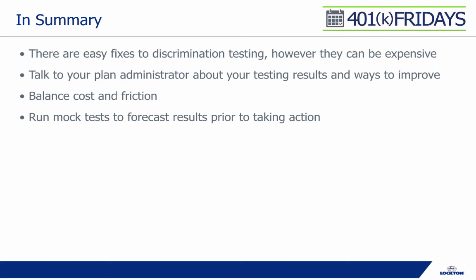In summary, there are easy fixes to discrimination testing, however, they can be expensive. Talk to your administrator about testing results and ways to improve them. As you're pursuing strategies, make sure you balance the employer cost with the employee friction. And make sure you run mock tests to forecast your results prior to taking action. The last thing you want to do is to spend a lot of time and energy and not have that move you towards the result you're looking for.